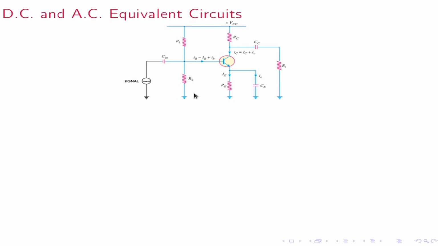Okay, this is a circuit. Here both DC and AC stages exist. First we are going to make a DC analysis. For that we must have a DC equivalent circuit.